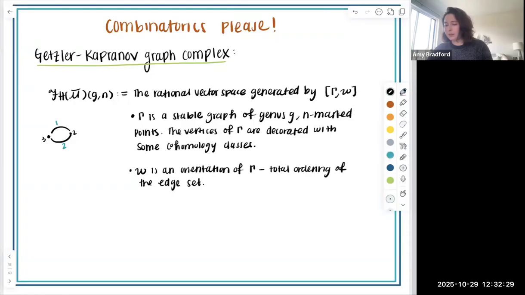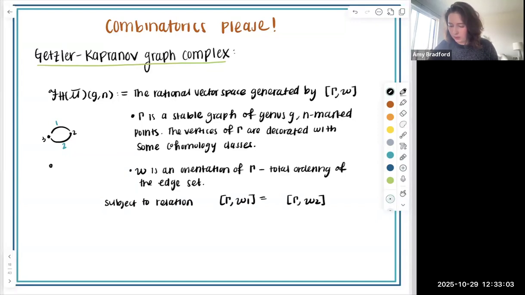And then I have to say something about, well, what if I take a graph and I order it in a different way? So I actually want equivalence classes in this vector space. So I say subject to the relation that if I orient Γ in one way, so if I totally order it in one way, how is that related to totally ordering it in another way?